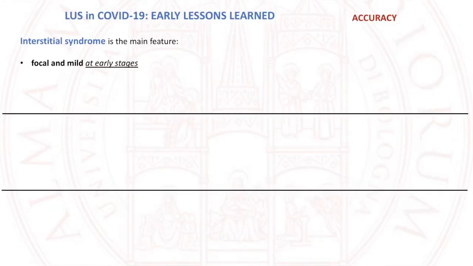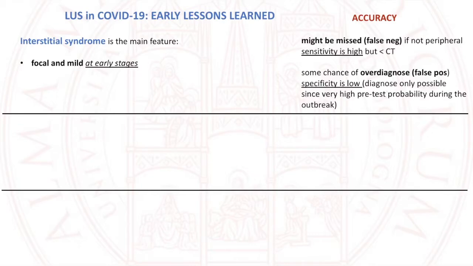So, about the early lessons that we learned in lung ultrasound in COVID-19. As said, interstitial syndrome is for sure the main feature. It can be focal and mild at early stages. And at these stages, though the accuracy is not the best, it certainly is much higher than chest X-ray, but it is not as high as CT, because sometimes the involvement is not peripheral. And in this case, the lung ultrasound can miss the diagnosis.